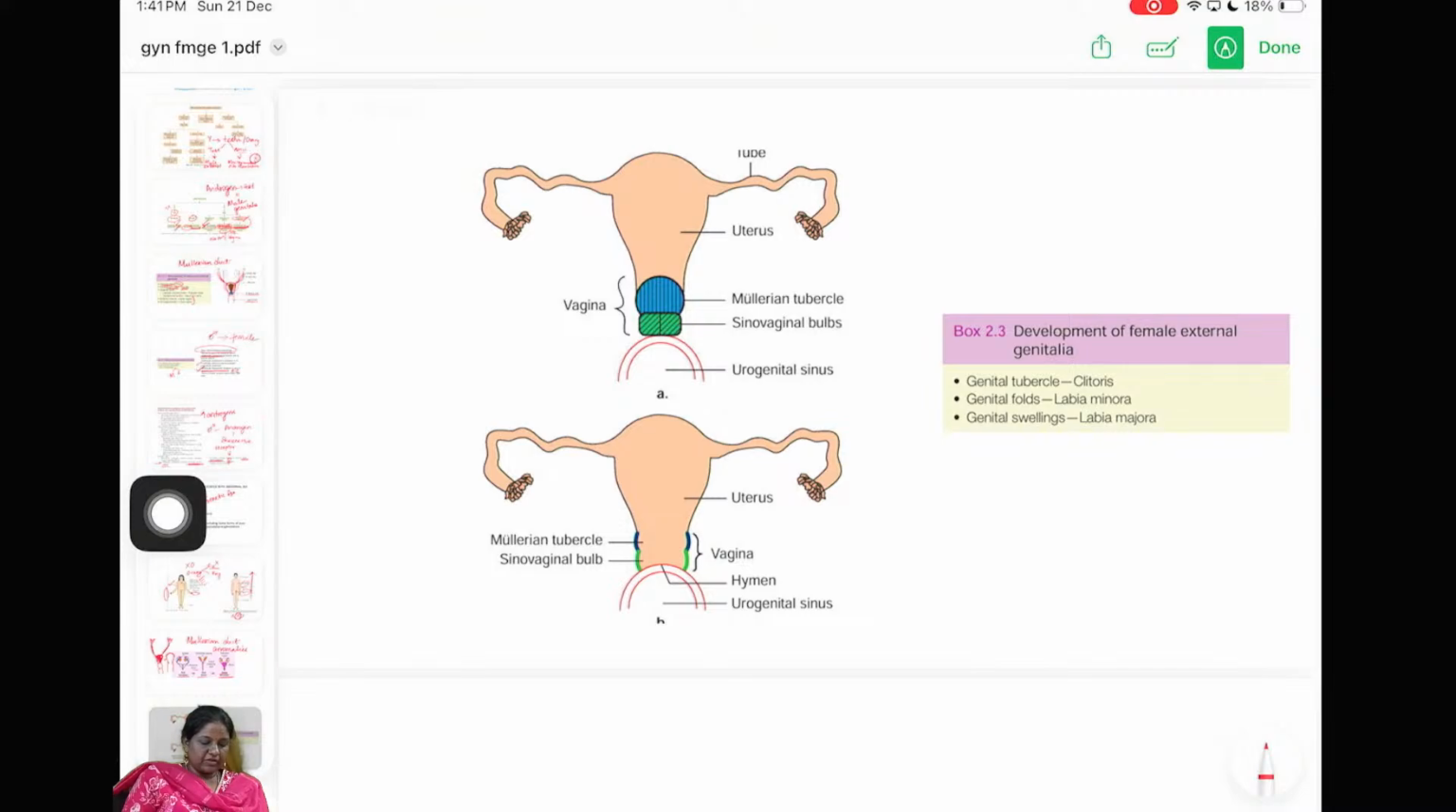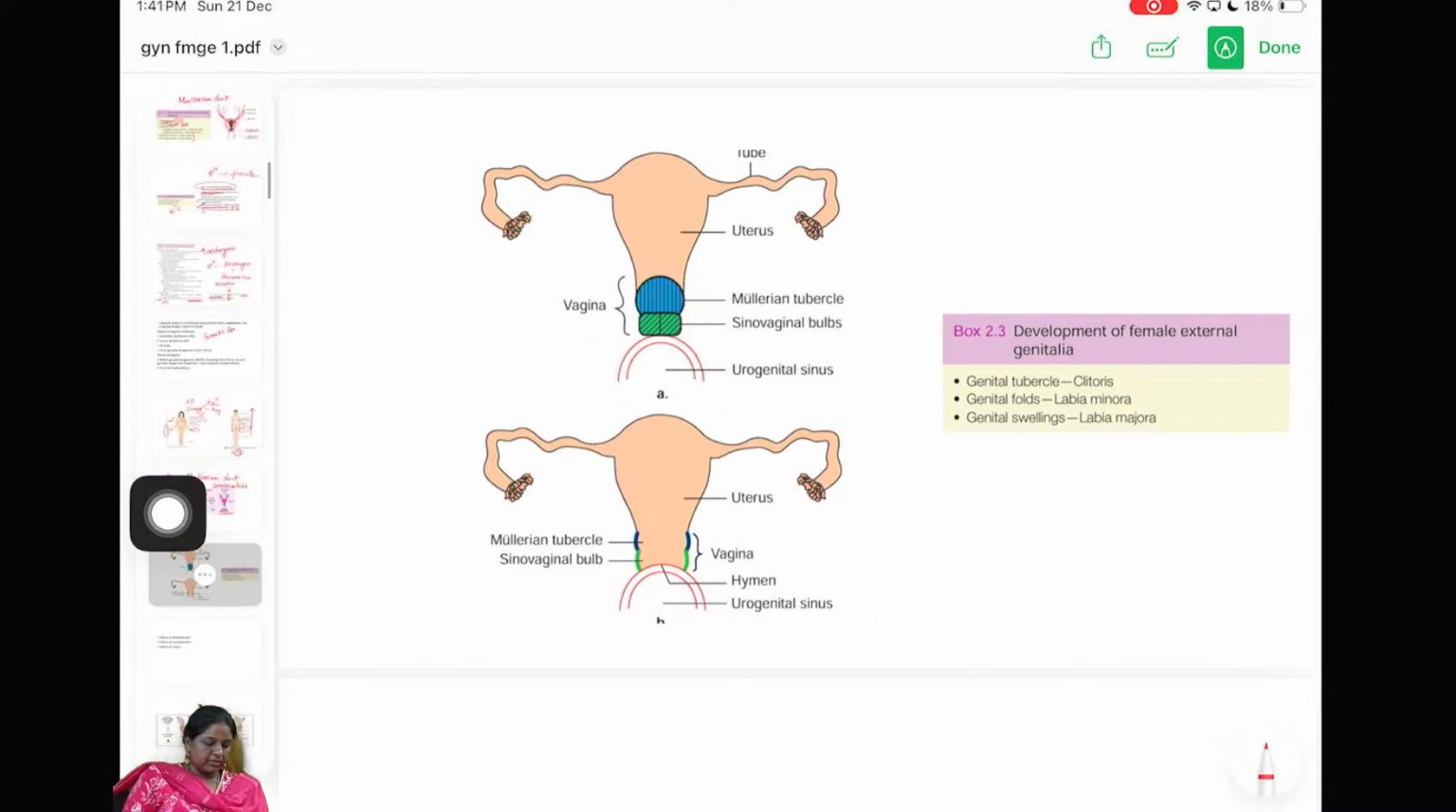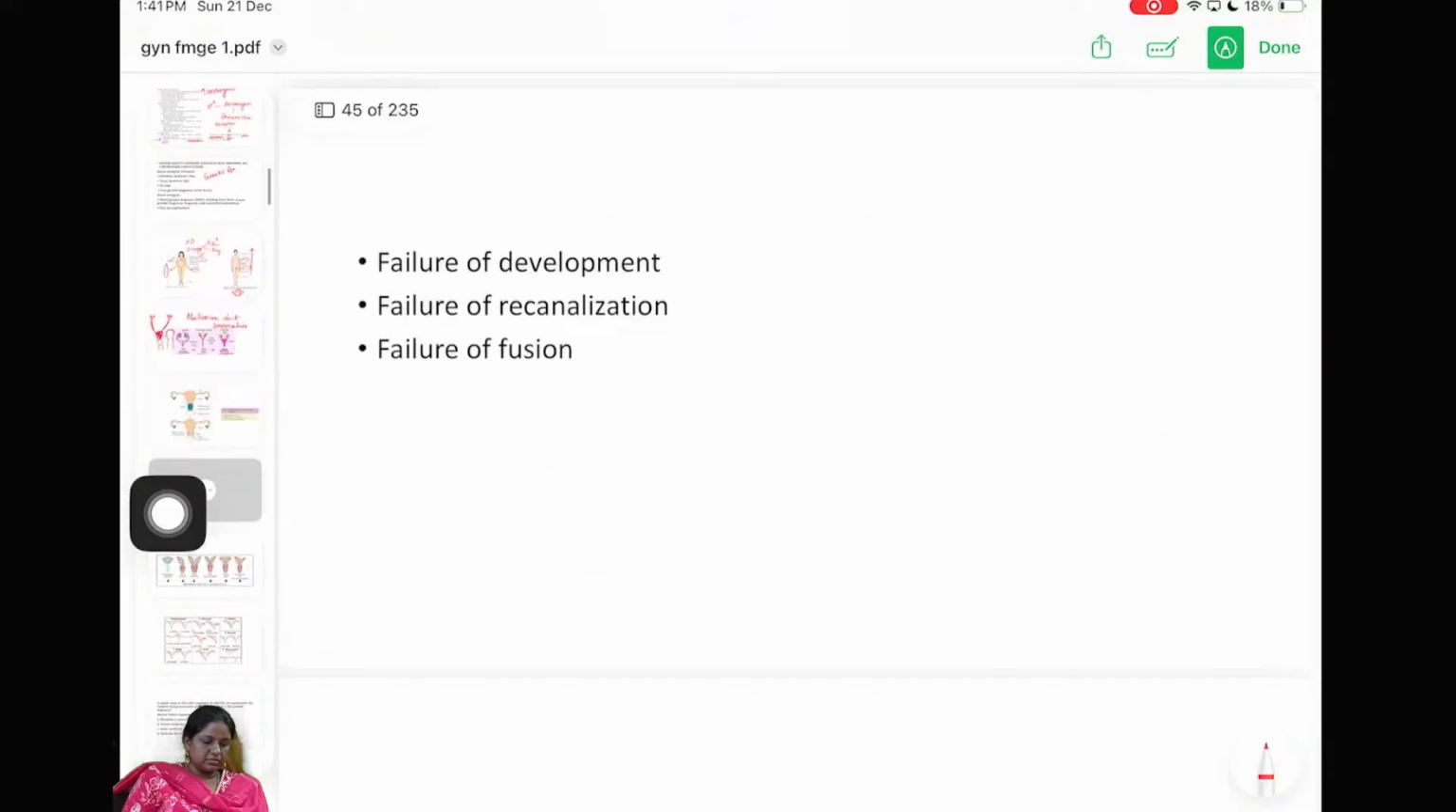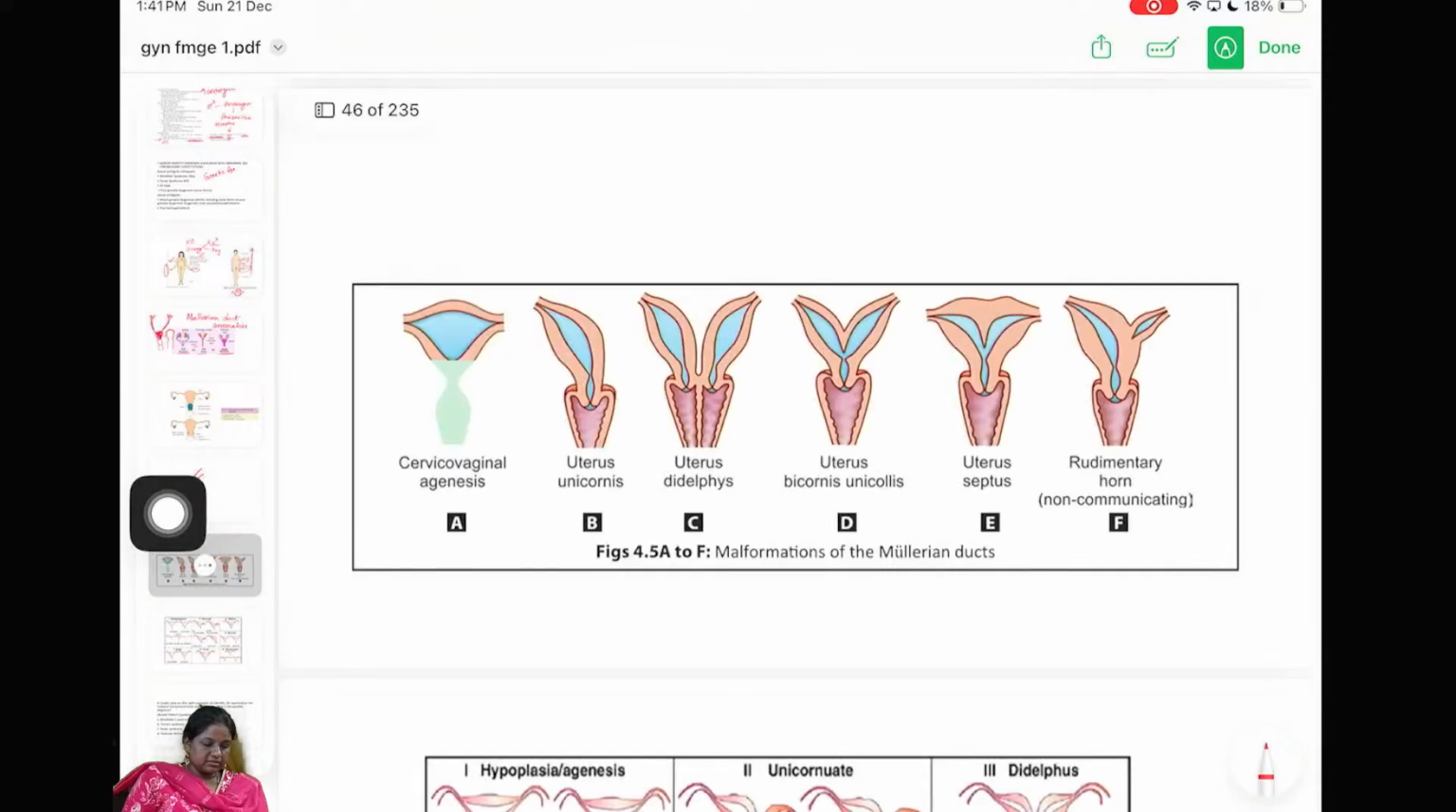So if in any of these parts this is not happening, then it will result in an anomaly. Either abnormality in development, abnormality in fusion, or abnormality in recanalization of the fused part. So this will result in Mullerian duct anomalies.